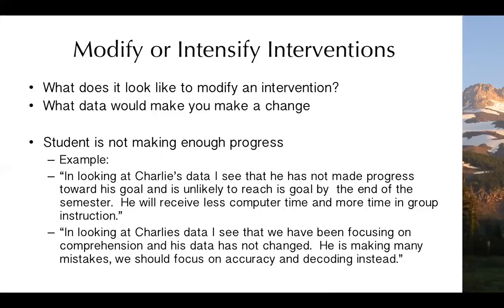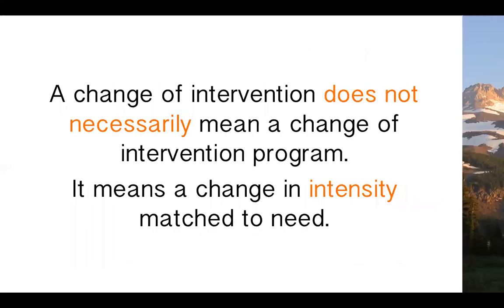Or conversely, looking at Charlie's data, we've been focusing on this comprehension component, but there's not any growth there. But really, it looks like we placed that student inappropriately on our end as adults, and we're going to switch to accuracy and decoding instead. We've learned a little bit more about the student since we've put them into this intervention, and now we're going to be able to help them and really target. We're going to fill that pothole as it moves along.